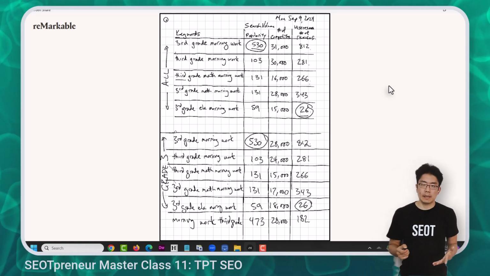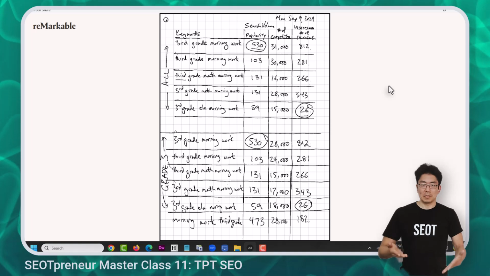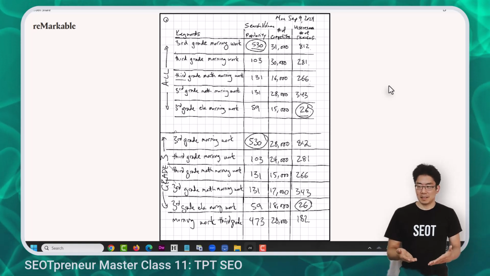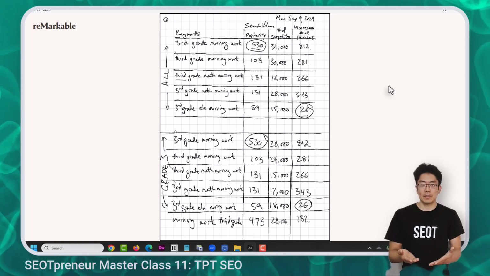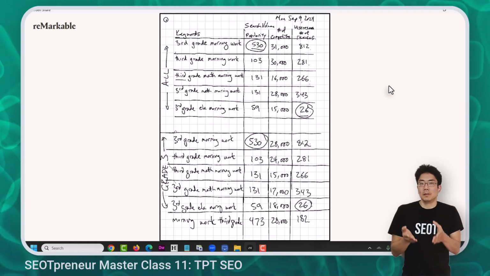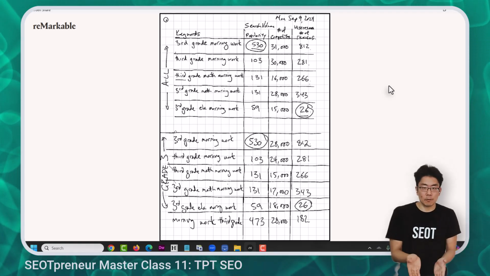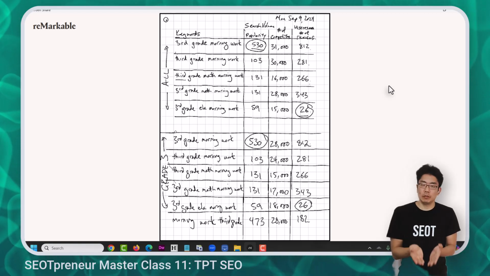So I wasn't able to find a niche unicorn, which brings me back to why are they called unicorns? Because high volume, low competition keywords are mythical, fantastic beasts that we're looking for. They do exist, but they can be really hard to find.